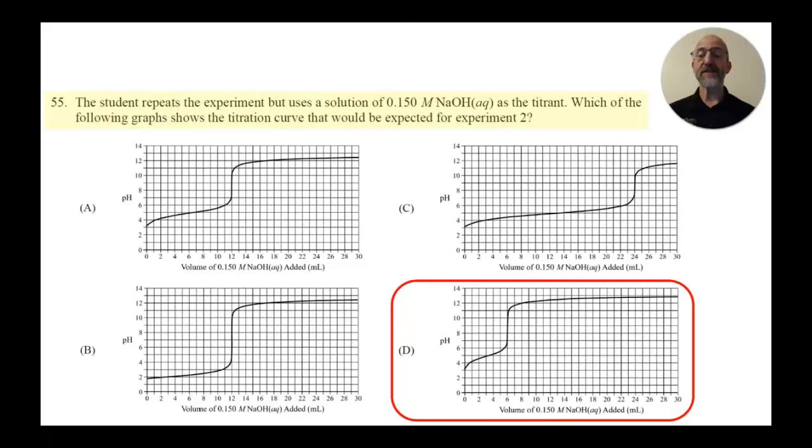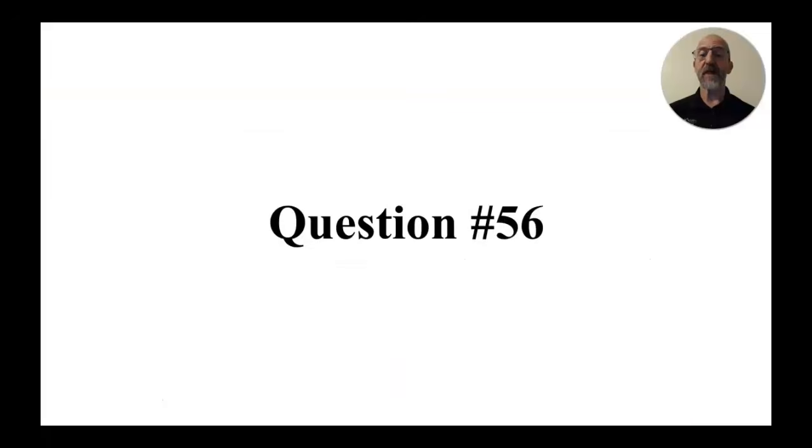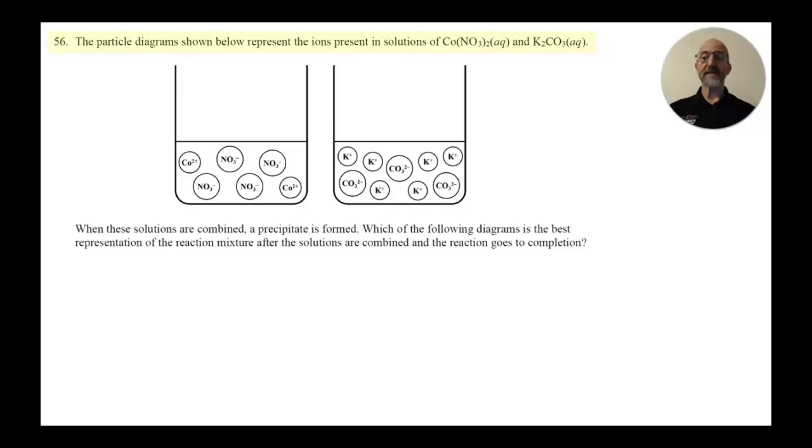Well, that's the end of this 3-question multiple choice question set. Let's go ahead and move on to a brand new question with a brand new situation. This is question 56. Question 56 says the particle diagrams shown below represent the ions present in solutions of cobalt nitrate, which has the chemical formula Co(NO3)2, and potassium carbonate, which is K2CO3. When these solutions are combined, a precipitate is formed.